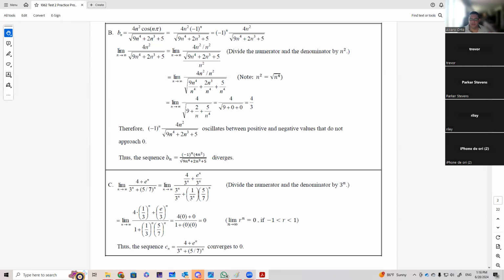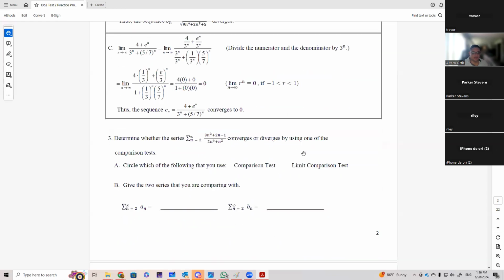Making sense so far, guys? Any question that pops up on sequence? Give me a thumbs up if so far so good. Okay, so that is the big thing with sequences.